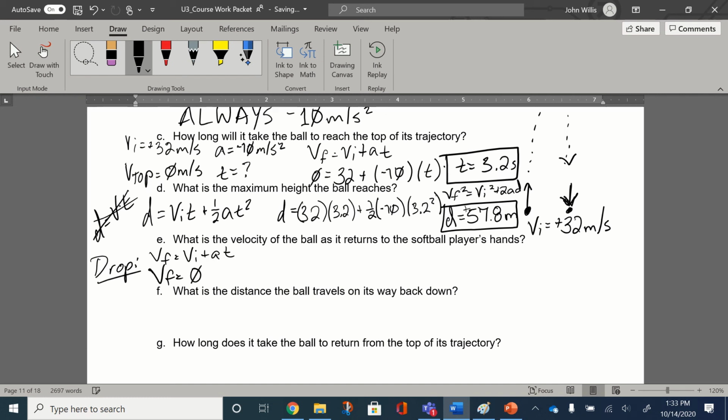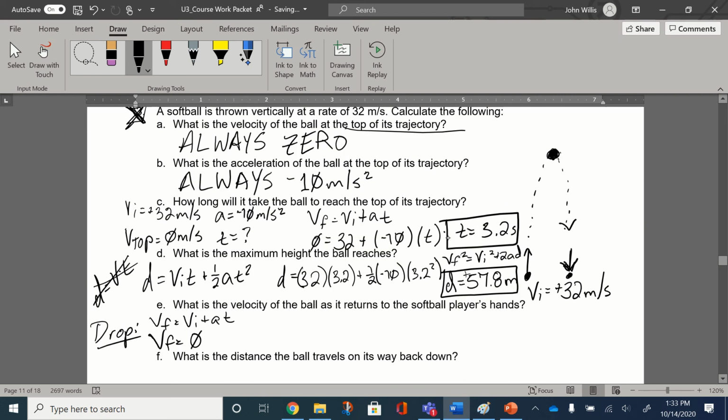VF is equal to VI. In this case, your initial velocity at the top, if we treat it as a drop problem from up here, just the trip back down, the starting velocity there is 0 plus negative 10 multiplied by 3.2. This works just fine. You'll get 32. It's a negative 32, but it's still 32.